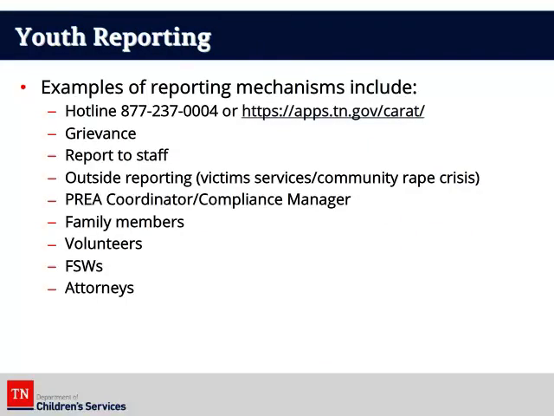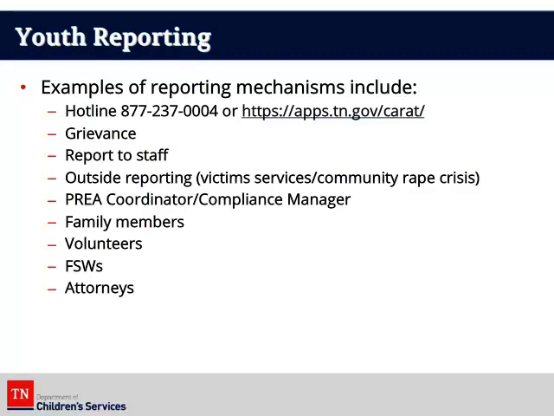Youth may report incidents multiple ways. They may report through the hotline at 877-237-0004 or online. They can report through a grievance. They can report to staff. They can report to victim services or community rape crisis centers. They can report to the PREA coordinator or compliance manager. They can report to family members, volunteers, FSWs, and attorneys.